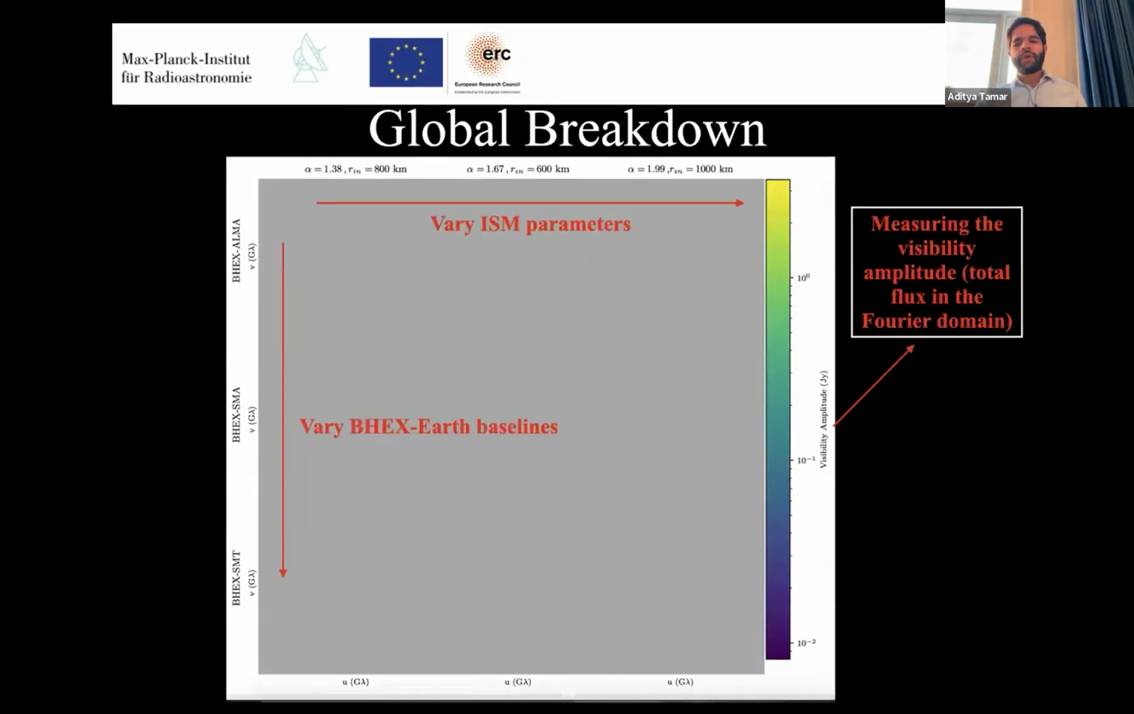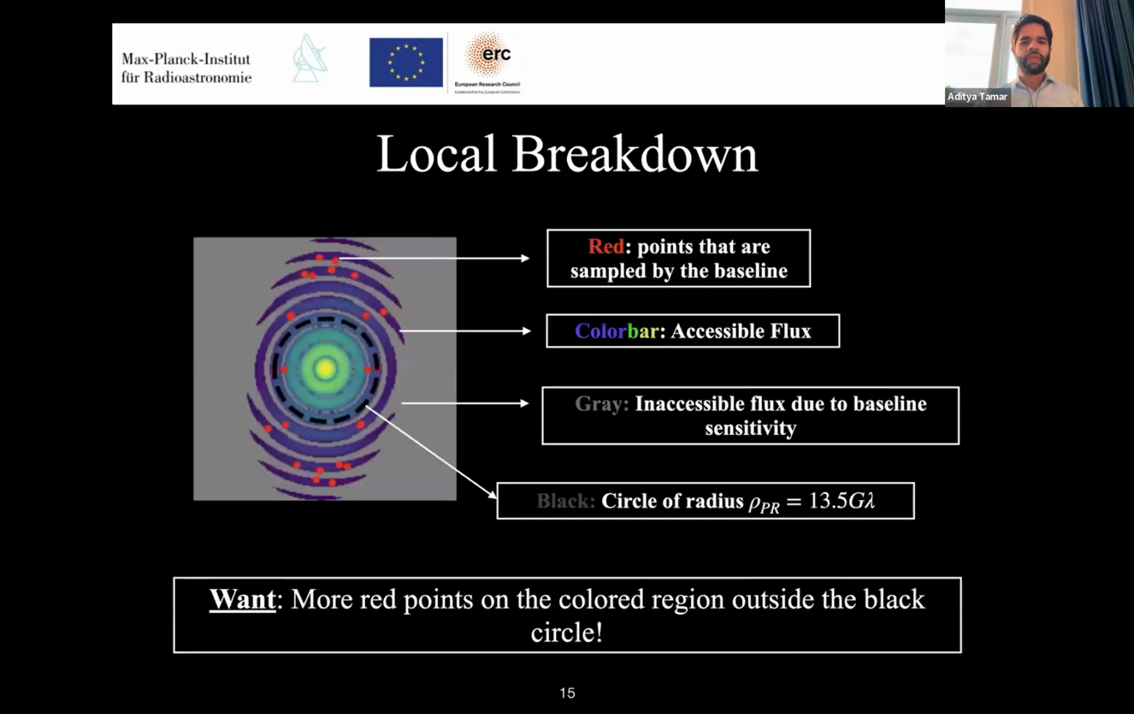So first, we look at the global breakdown. So if you go from top to bottom, you are now varying your baselines with respect to BECS. So your BECS Earth baselines. If you're going from left to right, you're now varying the ISM parameters, and it's the same set of 3 parameters that we looked at earlier. And on the color bar, you have this visibility amplitude, which is basically the total flux in the Fourier domain.